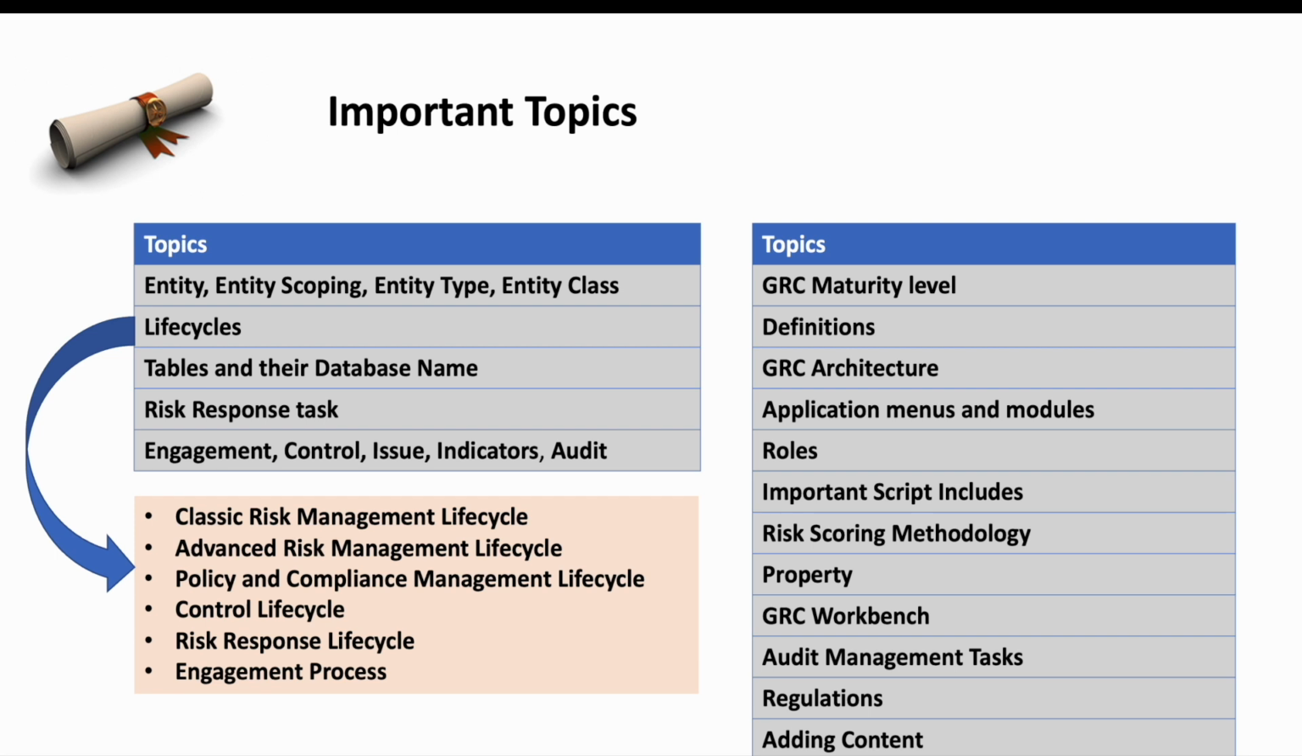Now the second one is life cycles. Most of the questions in the exam will fall under this topic. You can expect 8 to 10 questions from this topic. You can go through the classic risk management life cycle, advanced risk management life cycle, policy and compliance management life cycle, control life cycle, and risk response life cycle. Go through all the risk response options we have, like accept, avoid, mitigate, transfer. And the last one is the engagement process.